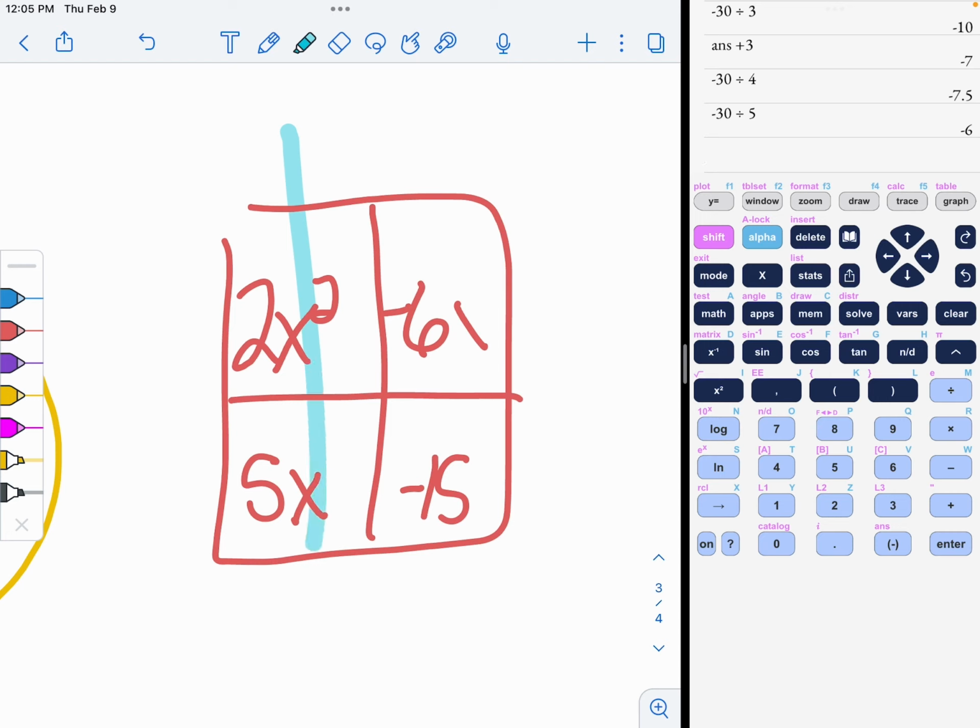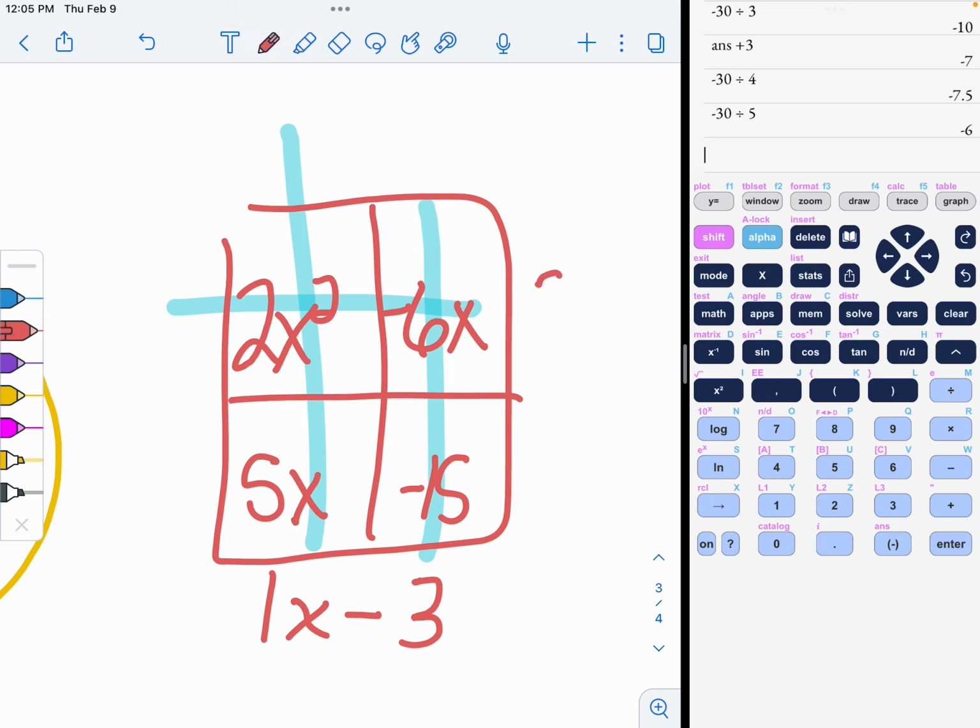GCF here, the only thing that goes into 2 and 5 is 1, and they both have a single x. GCF here, well, the only thing that goes into 6 and 15, I know you might be tempted to say 1, but it's actually a 3. 3 goes into both of them. It's the biggest thing, and a negative sign from the top.